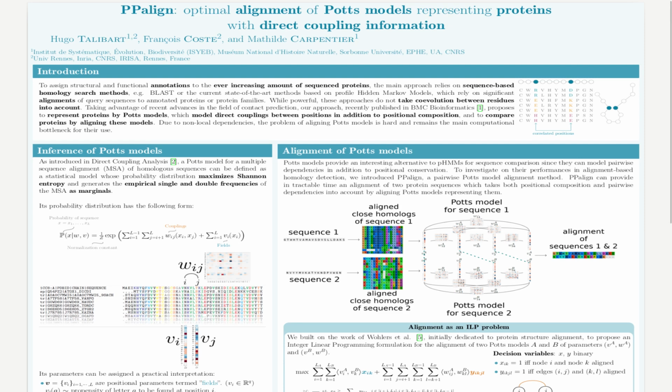We propose to take advantage of recent advances in the field of contact prediction and to represent proteins by Potts models, which model both positional composition and direct couplings between positions, and to compare proteins by aligning these models.